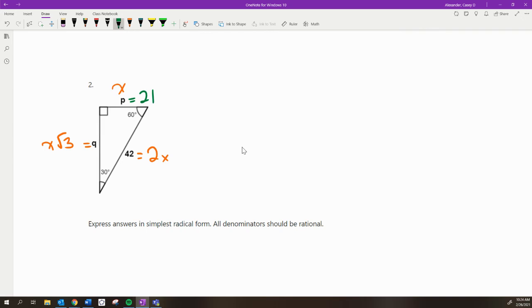It's just half of 42. I just cut this number in half, because if this is x, this is 2x. And then I can also deduce that q equals just 21 root 3.